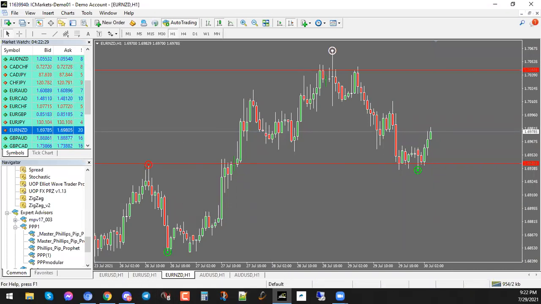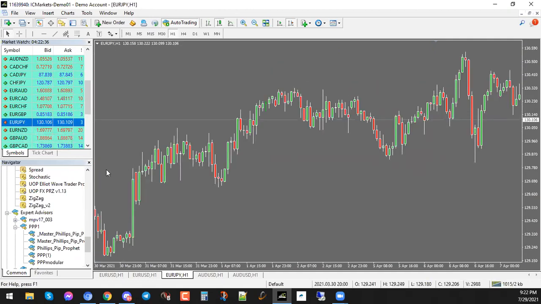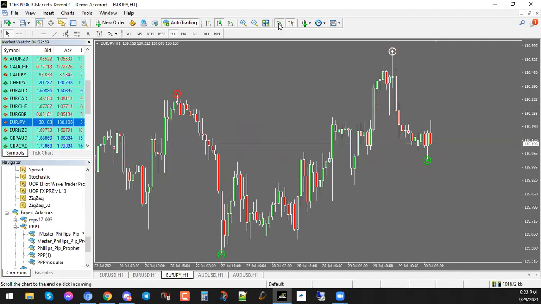Okay, someone else said Euro JPY. So this is what we have on Euro JPY. It's pretty much the same thing. On Euro JPY, you can see that we have this strong move down, and it came with very strong bearish candles. Okay, so here we got our first green dot.